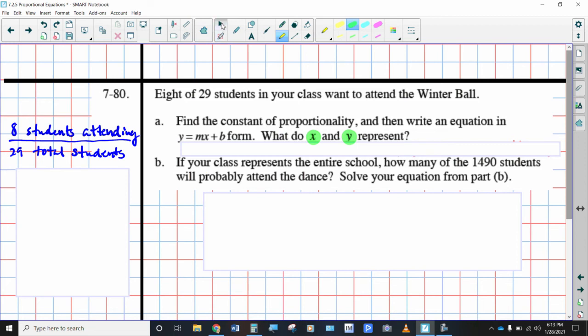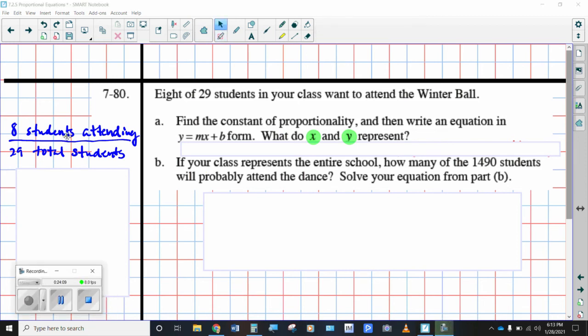Okay. So go ahead and pause and record this information here and answer parts A and B and see if we get the same answer.